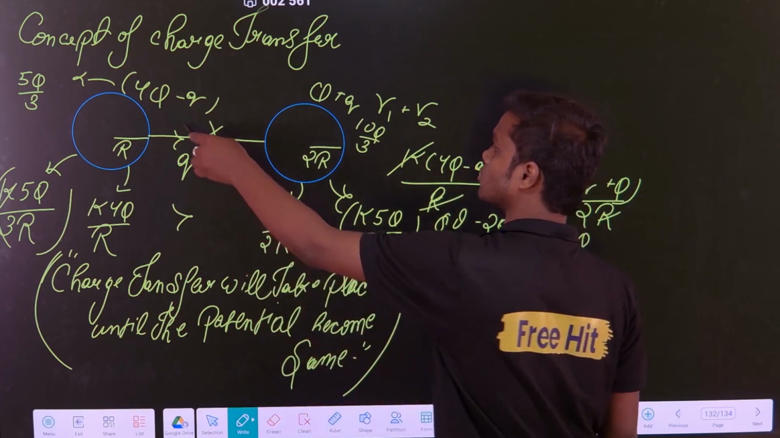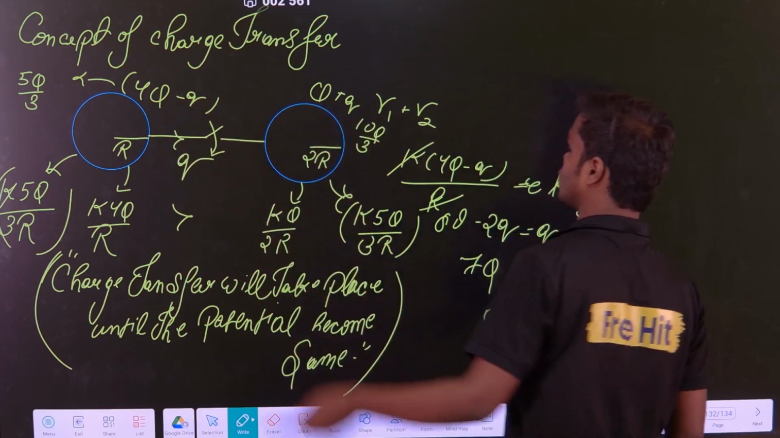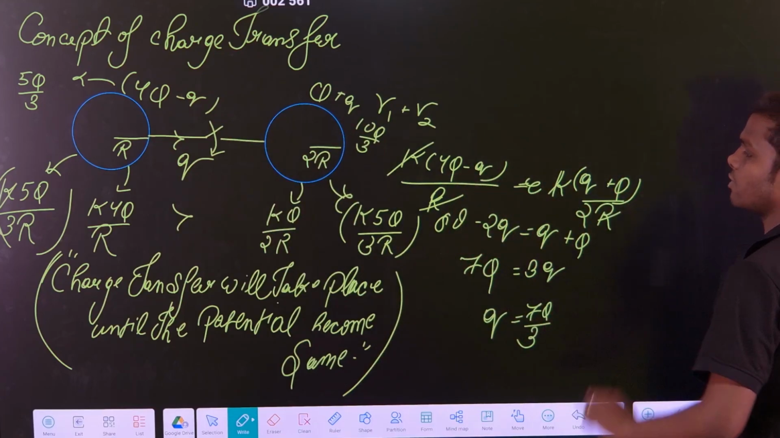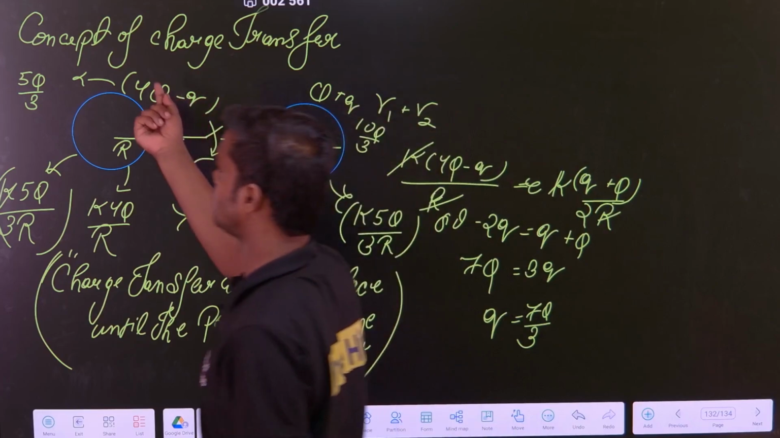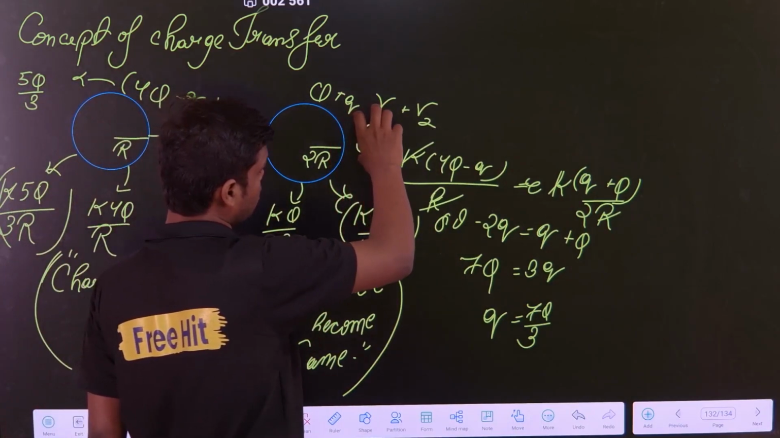As the first is at higher potential, charge will transfer from it to the second. We write the potentials of the two and equate them, and you will get that the charge transferred is 7q/3. Putting this value in, the final charge on the first will be 5q/3, and on the second the charge will be 10q/3.